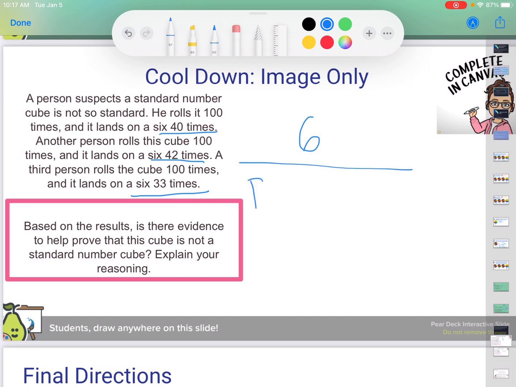What are all the possible outcomes on a fair die when you're rolling this dice? How many possible outcomes are in that sample space? So how often should that 6 occur?